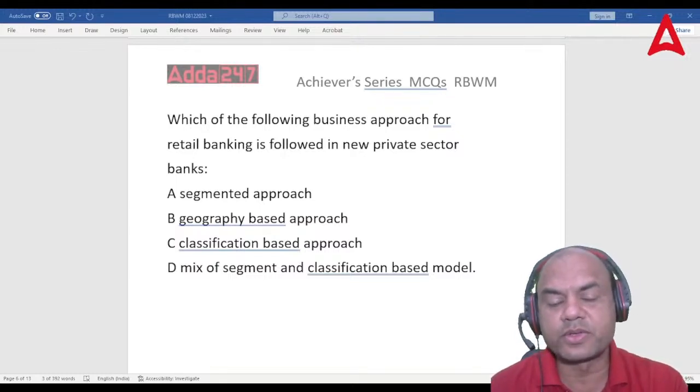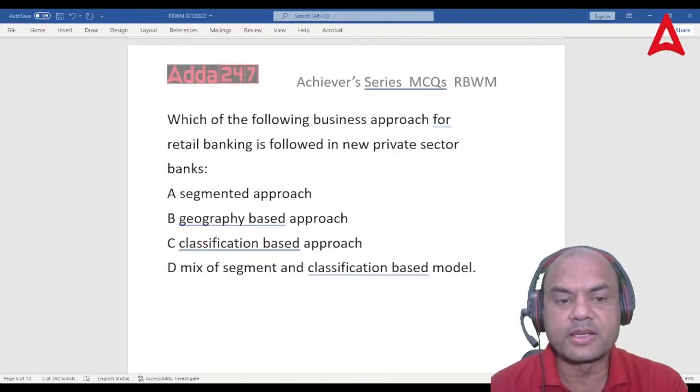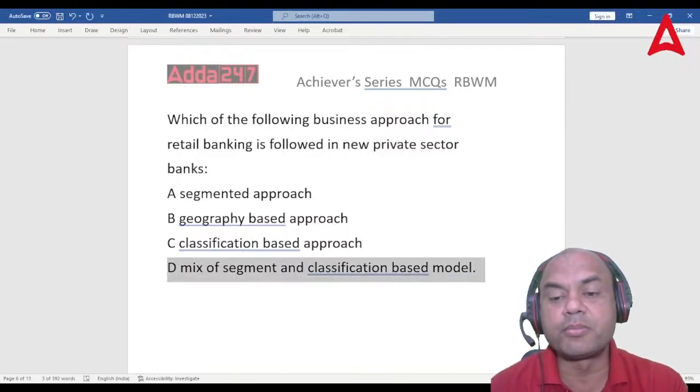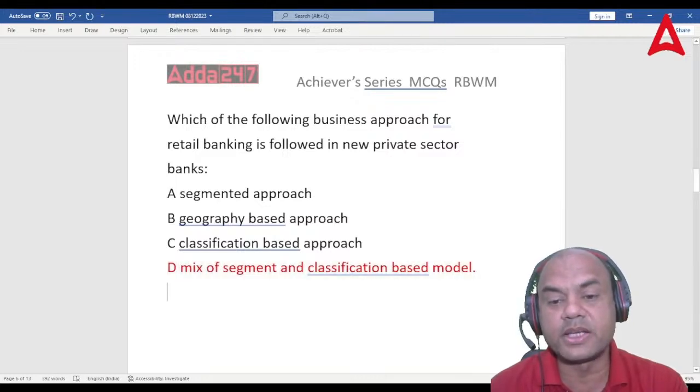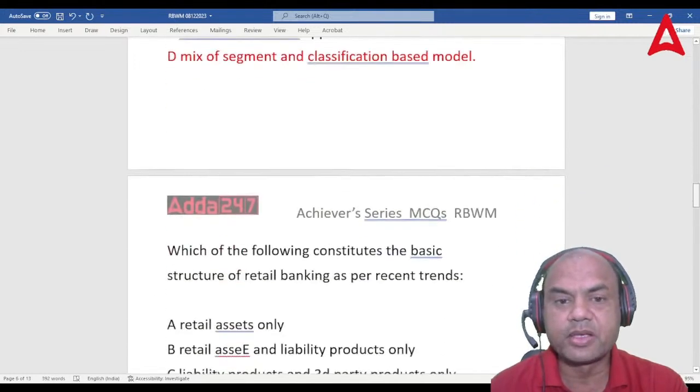So what is the answer for this? The answer is mix. Remember, it's a mix. They always follow the mixed approach, these Indian private sector banks. Okay. Next one.